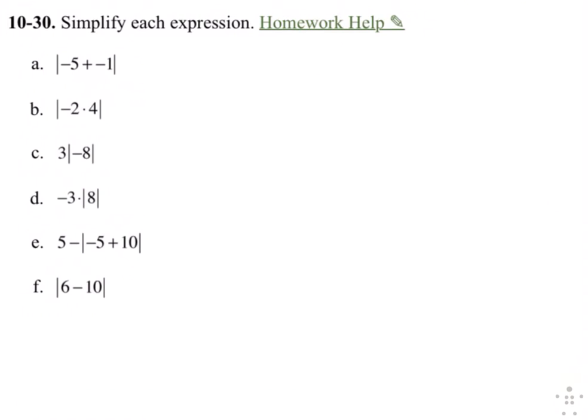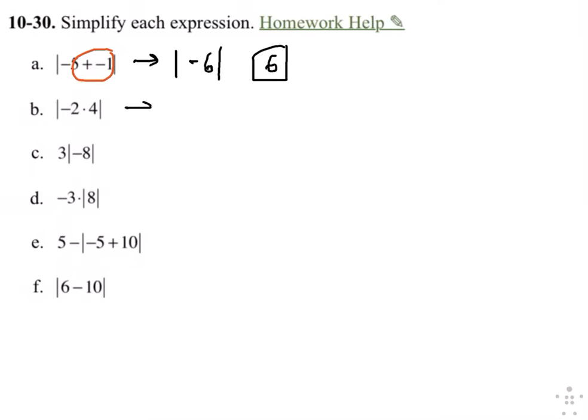Okay, a lot of these to simplify. So let's start with A, right? I have -5 plus -1, that's -6. And the absolute value of that is 6. This is actually a mistake. They should never write plus minus without parentheses. You can't have two operators next to each other without parentheses there. So that one comes out to 6.